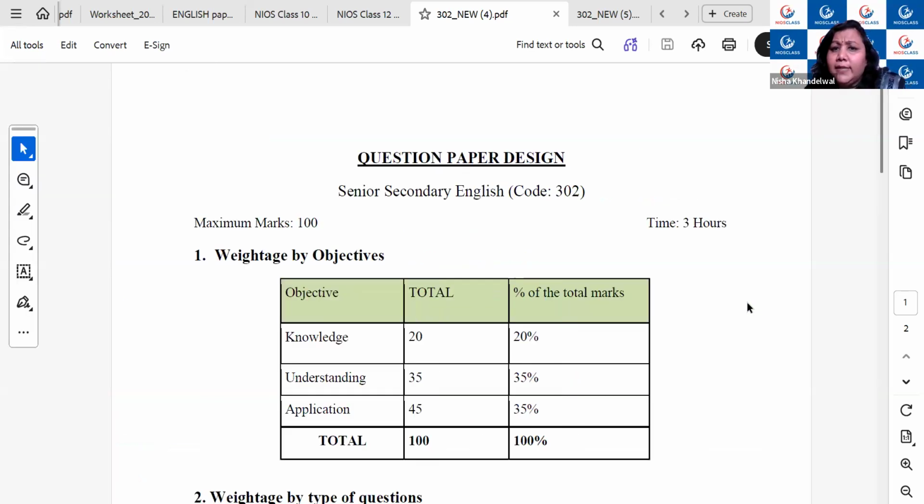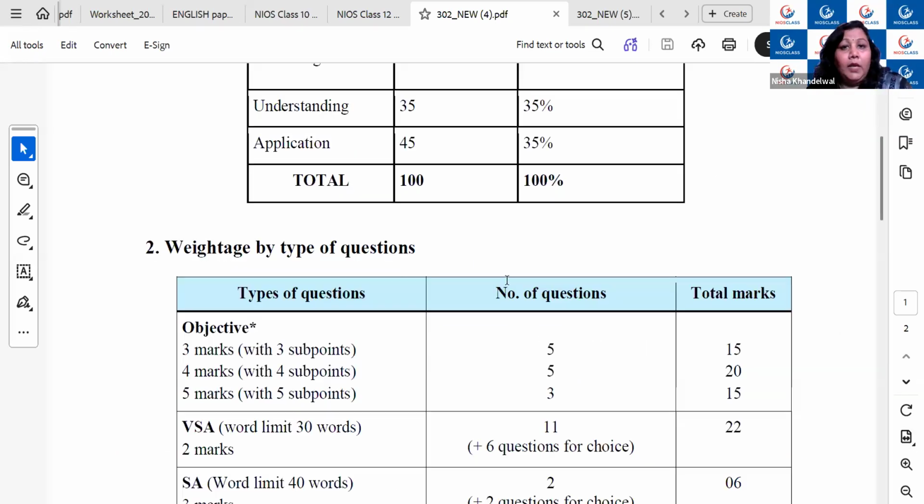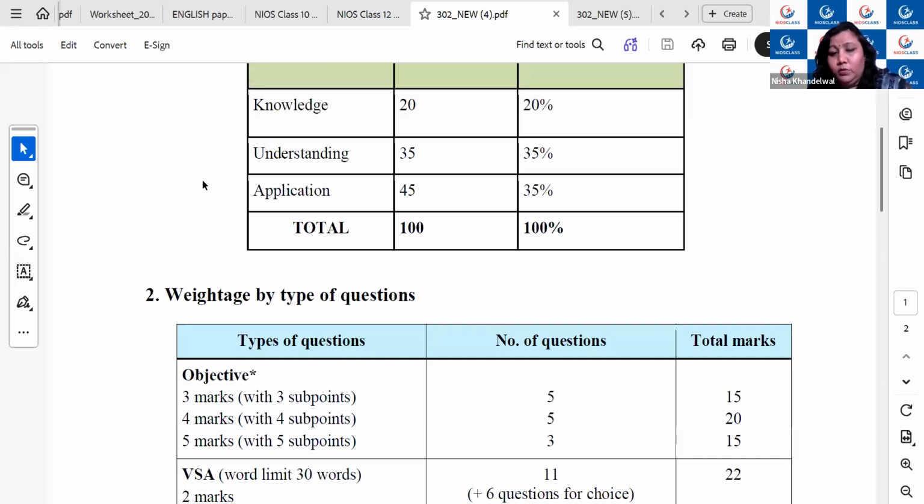Okay. Yes. So, question paper design: how the paper is designed, what kind of questions would be there: knowledge based, understanding based, application based. So that we will discuss. The maximum mark would be 100 and the time would be 3 hours. Okay. And the code is 302 for English. Okay. So let me share the screen a little bit more. Yes. Here we are. So now we are talking about which kind of question.